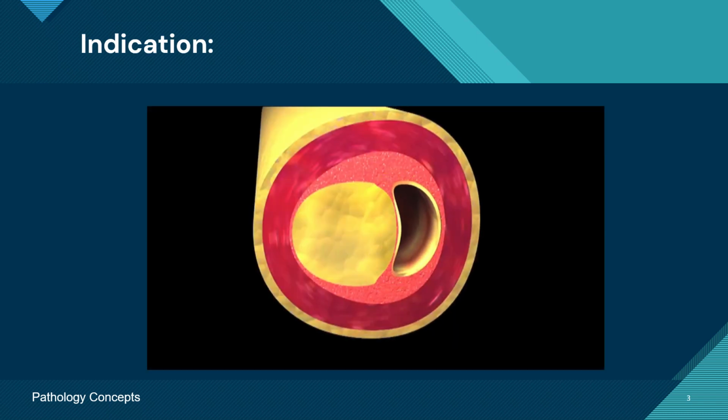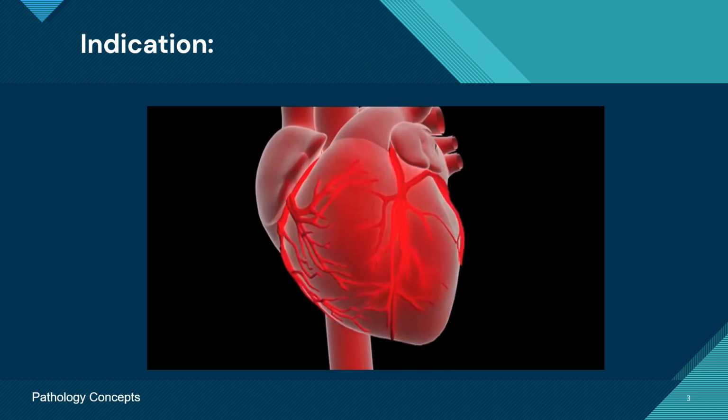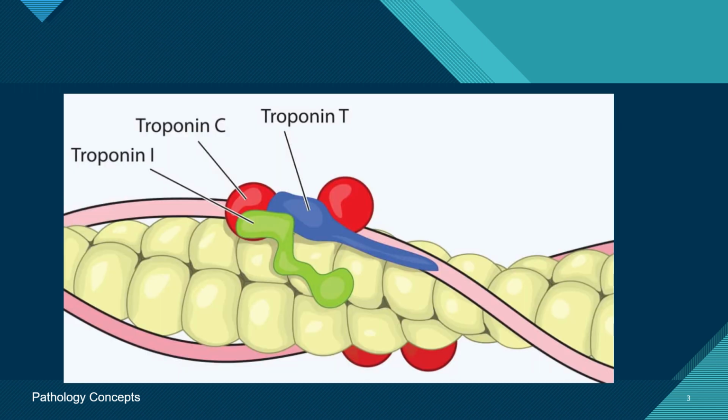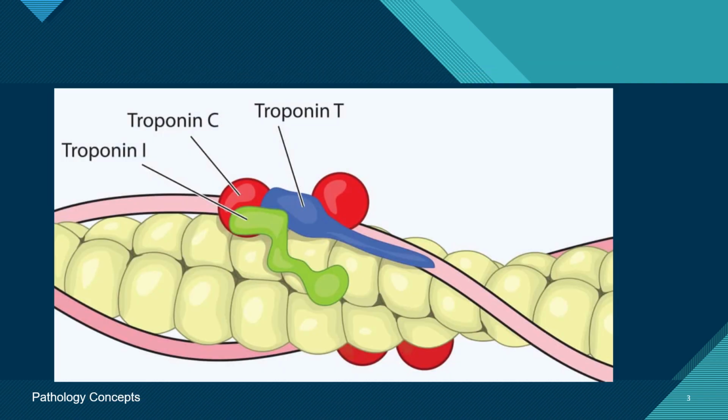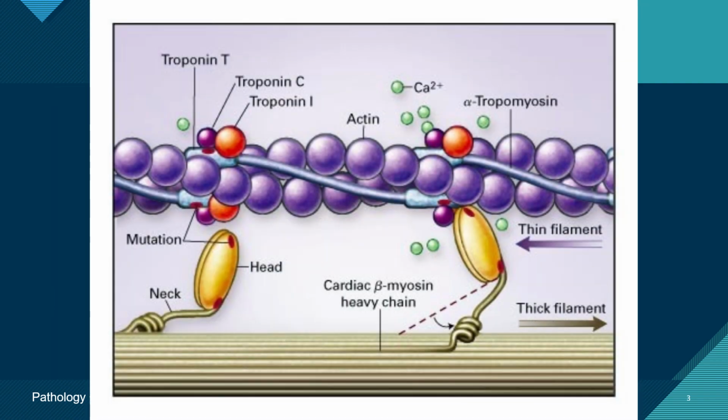The main indication for troponin is heart attack, also called myocardial infarction. Troponins are structural proteins found in the troponin complex within skeletal and cardiac muscle thin filaments. A troponin complex consists of three subunits, that is I, T and C, and along with calcium ions plays an important role in regulation of muscle contraction.